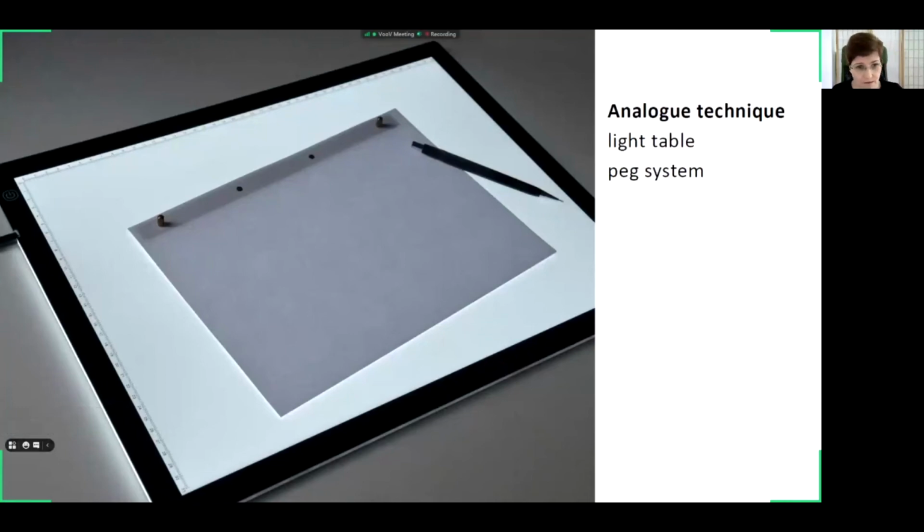And why is this important? This is important because in order to draw the frames, it's very important to see the previous one and the next one. We will see immediately how we create the frames. So it's very important to see the paper below the paper on which we are drawing and working at the moment. The PEG system is this paper and this PEG bar here.